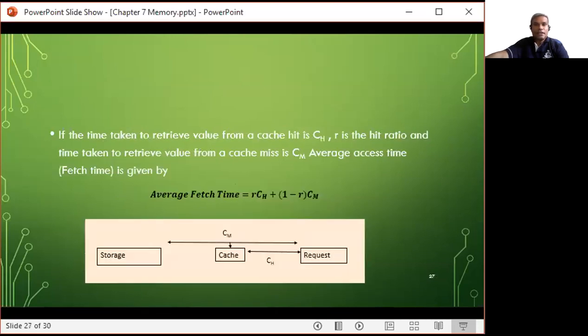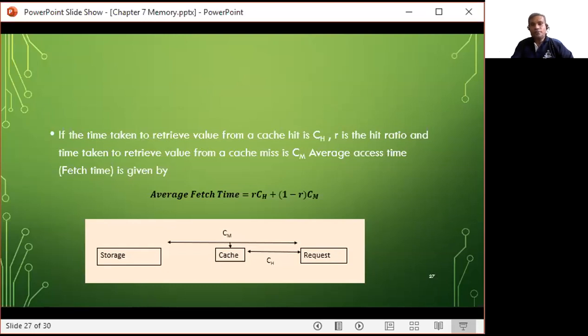There's another equation that I'd like to present to you. That is called the average fetch time. Now remember, you can't always guarantee to have 100% cache hits. R will not always be 1. It's better to have a higher R, but you can't always get R equals 1. So in that case, how do you calculate the average fetch time? Fetch time means the processor requests a particular variable and how long on average it takes to get that particular value.